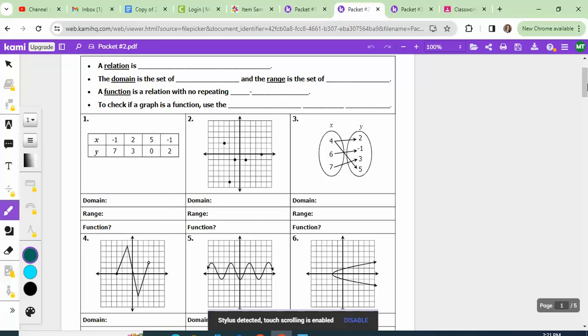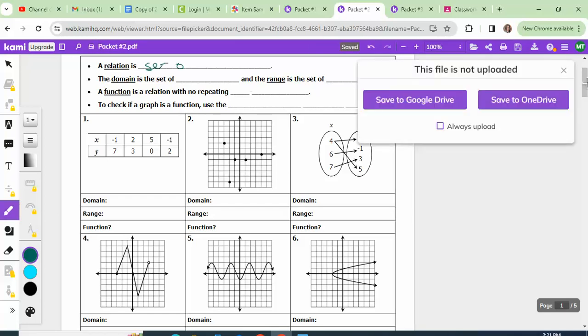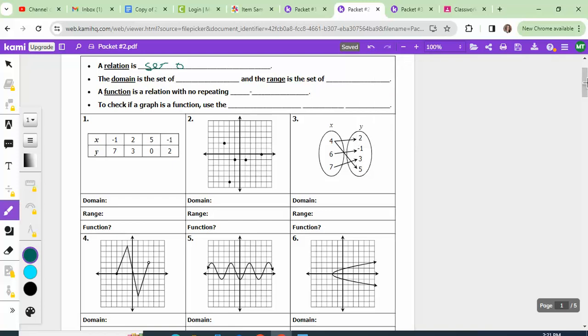So, packet 2, we are going back to the very beginning when we started talking about all things related to lines. So, when we talk about just a little bit of vocab, so we're all on the same page, a relation is just any set of ordered pairs. So any grouping of numbers.